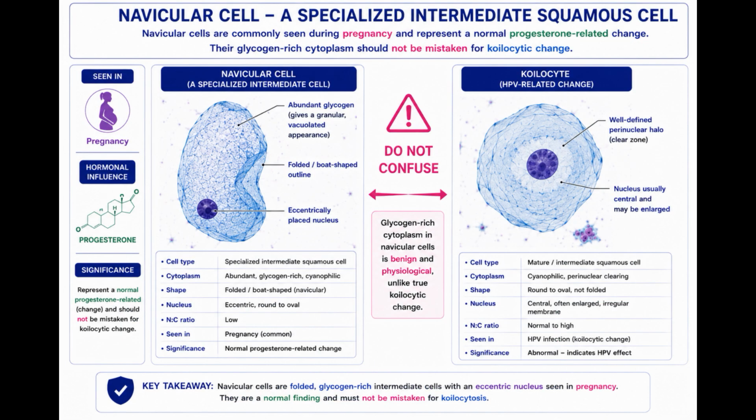A specialized intermediate cell is the navicular cell, characterized by abundant glycogen, a folded or boat-shaped outline, and an eccentrically placed nucleus. Navicular cells are commonly seen during pregnancy and represent a normal progesterone-related change. Their glycogen-rich cytoplasm should not be mistaken for coilocytic change.